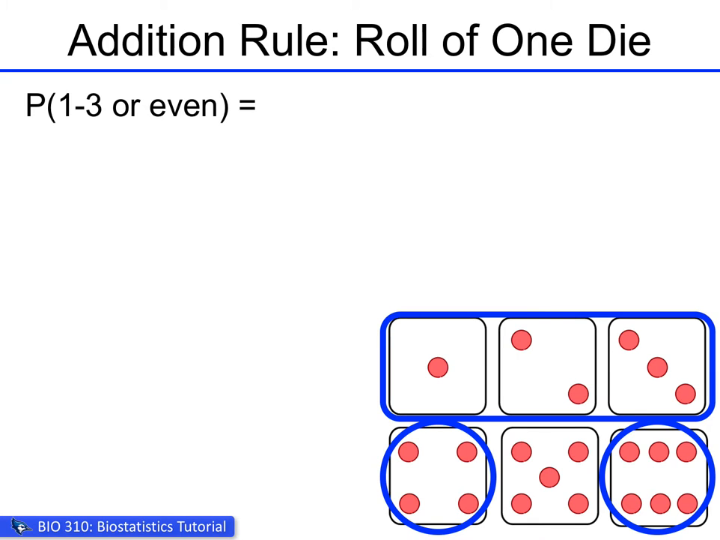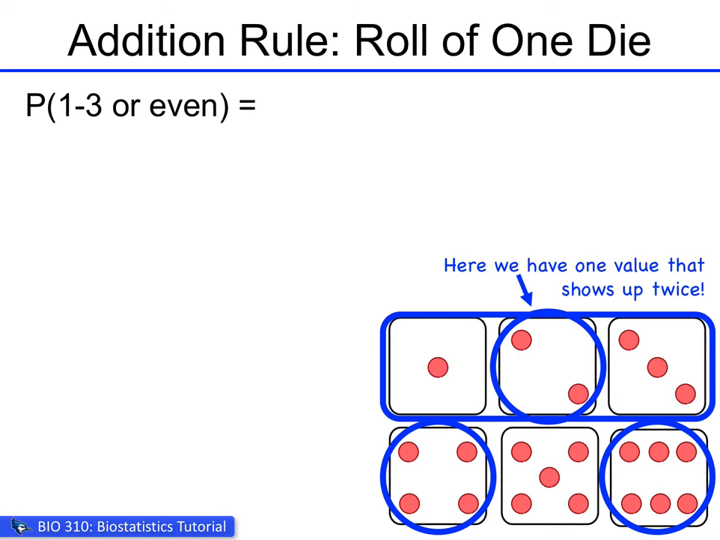So to look at how this could happen, we could roll a 1 or a 2 or a 3, or we could have an even number. So the even numbers are 2, 4, and 6. But what you should notice here is that this leaves us with one value that shows up twice, the 2. So the simple addition rule that we just saw would count this 2 more than once, and it would give us an inflated estimate.